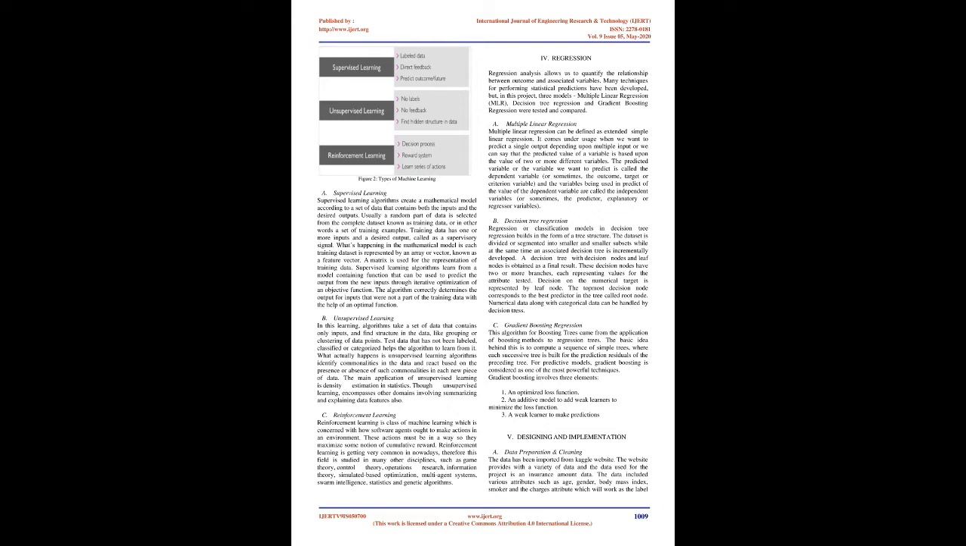A. Supervised learning. Supervised learning algorithms create a mathematical model according to a set of data that contains both the inputs and the desired outputs. Usually a random part of data is selected from the complete dataset, known as training data, or in other words a set of training examples. Training data has one or more inputs and a desired output, called a supervisory signal. In the mathematical model, each training example is represented by an array or vector, known as a feature vector. A matrix is used for the representation of training data.